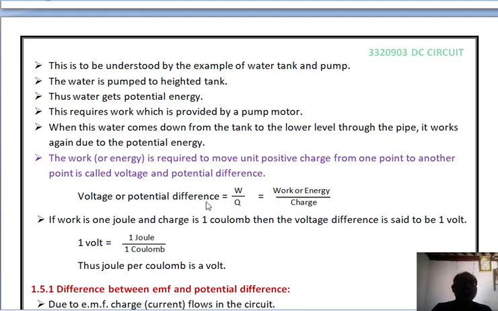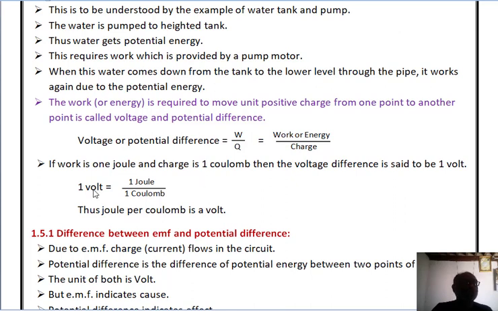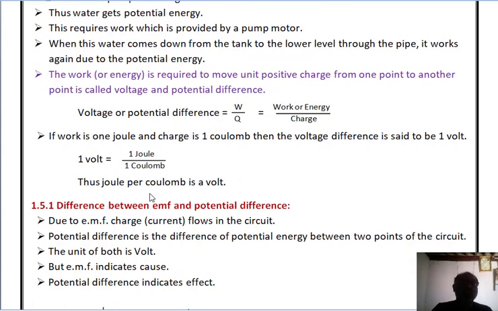So voltage or potential difference is nothing but the ratio between work or energy and charge. If the work is 1 joule and the charge is 1 coulomb, then the potential difference, or the voltage, is said to be 1 volt. So here 1 volt is equal to 1 joule per 1 coulomb. Now, from that we can say that joule per coulomb is nothing but volt.